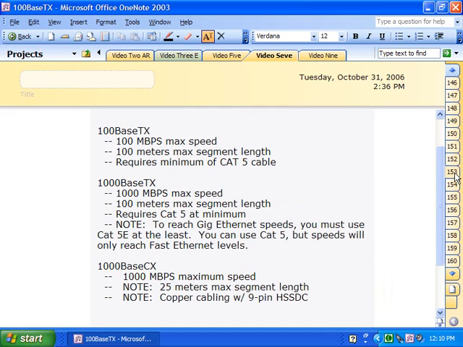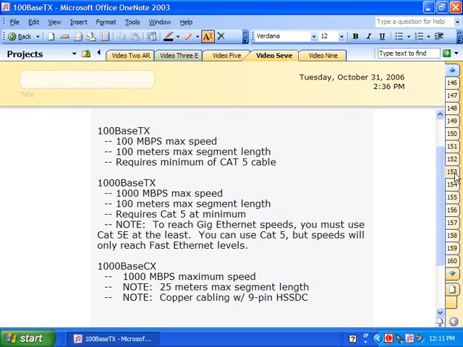Another fast Ethernet type here, 100 base TX. Again, it's 100 meg max speed, 100 meter maximum segment length, and it's going to require a minimum of Cat5 cable. 1000 base TX has 1000 meg max speed, 100 meter maximum segment length. It requires Cat5 at the minimum, but that's for fast Ethernet levels. If you want to get the full benefit of 1000 base TX to run gig Ethernet, you've got to use Cat5e at the very least. If you use Cat5, you're only going to get fast Ethernet levels.